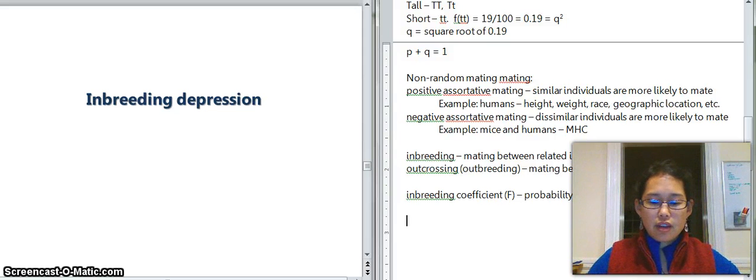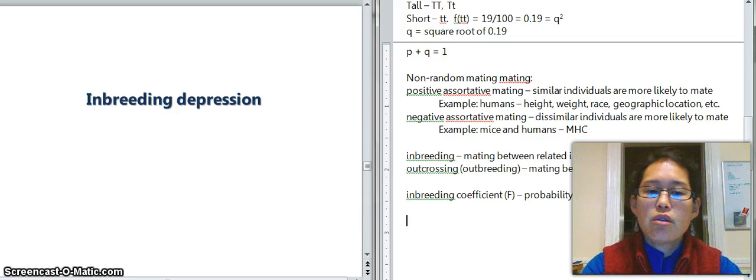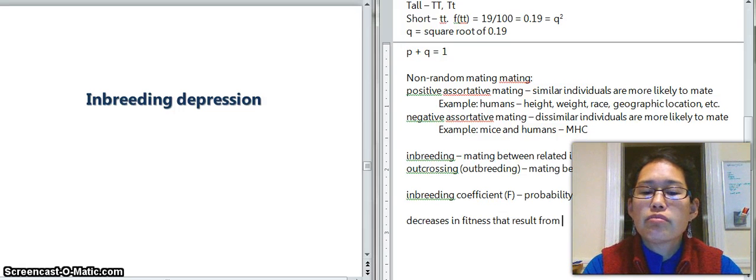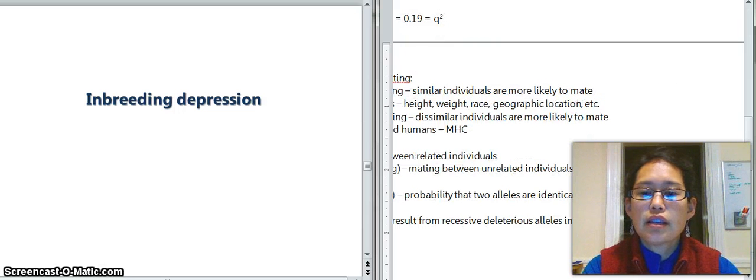Inbreeding has consequences, as we know, called inbreeding depression, where these are decreases in fitness that result from recessive deleterious alleles increasing in, well, okay, let me rephrase.